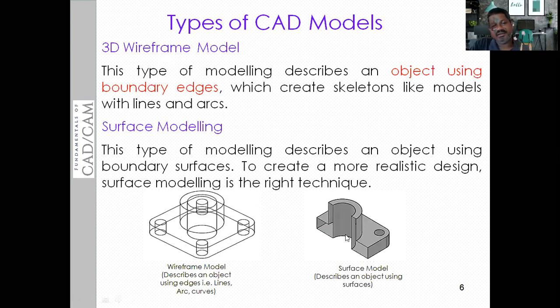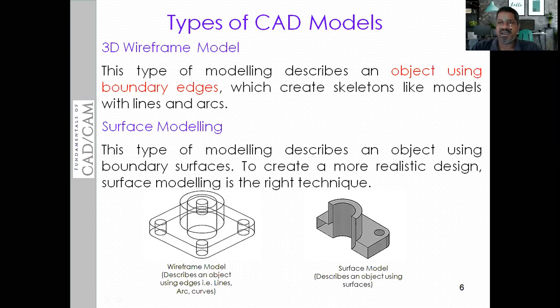Now you see here. If it is a surface model, this model is described using only the surfaces. That means it is just like a sheet metal tin. Of course it is a solid one, but in this case it is just like a tin which does not have any material inside it. As of now, you think of a model described using the surfaces.